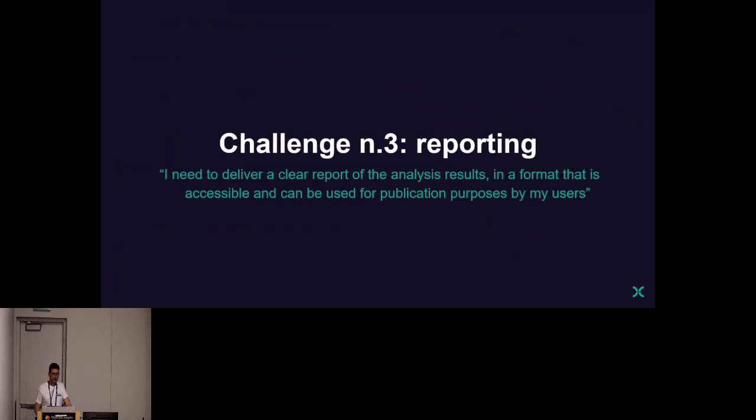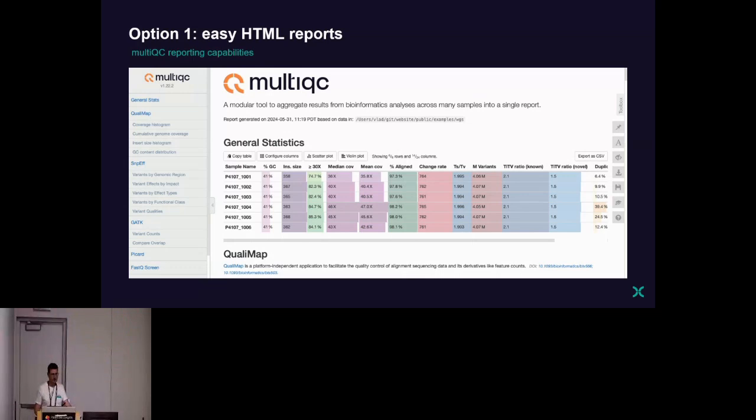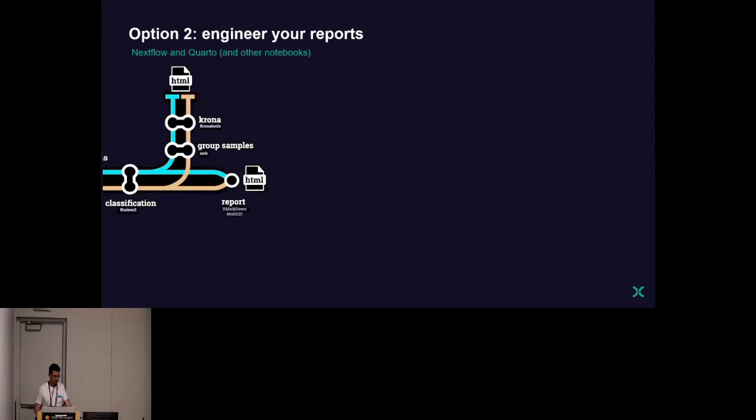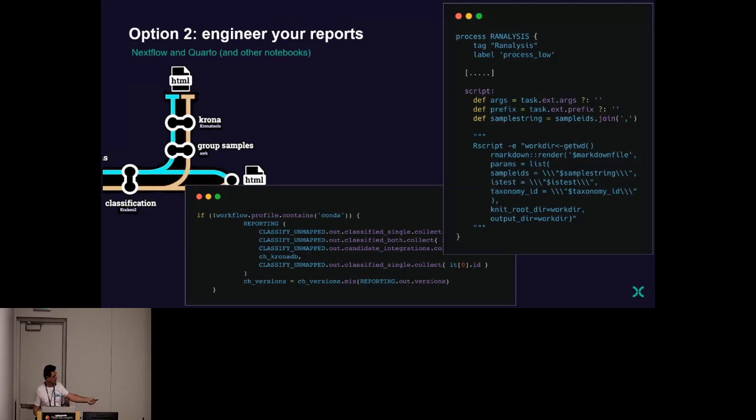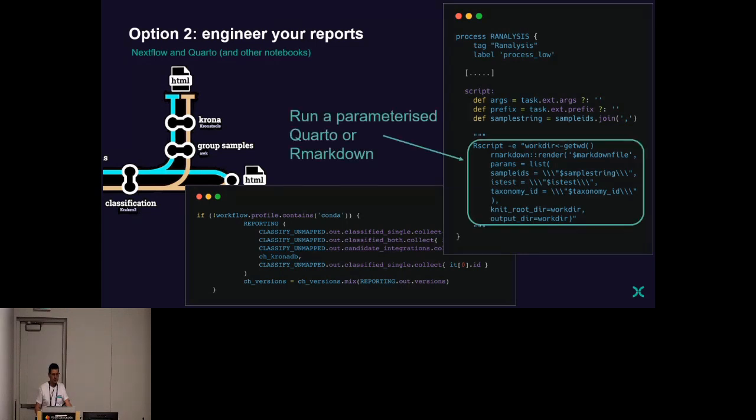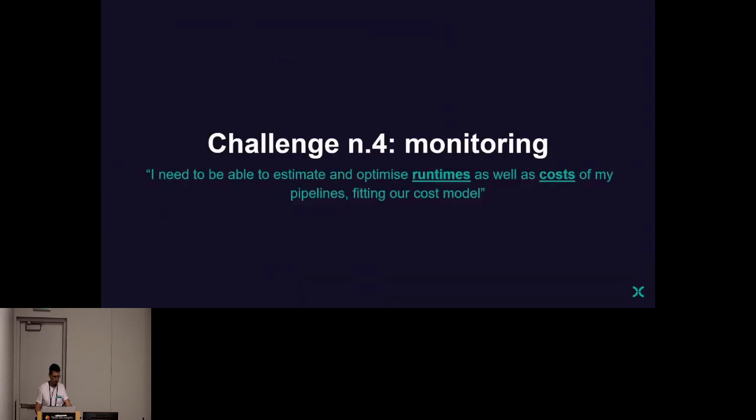Reporting. I'm always going from the easy way to the pro way. So the easy way here is running MultiQC, which at the end of the pipeline collects the output of many different processes in your pipeline and produces a nicely formatted HTML report. The pro way is to engineer your reports. So you can create a module that collects outputs from many different processes, and then passes them to another process that runs either an R Markdown or a Quarto execution that is parameterized. So this way you can basically compose the report in the way you would like most.